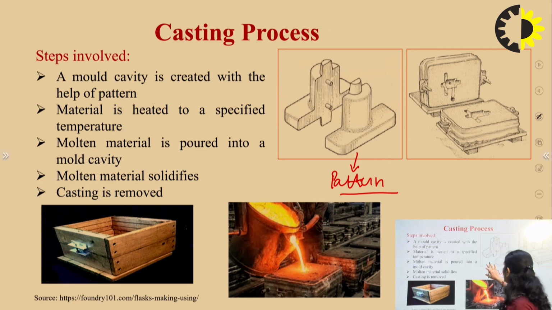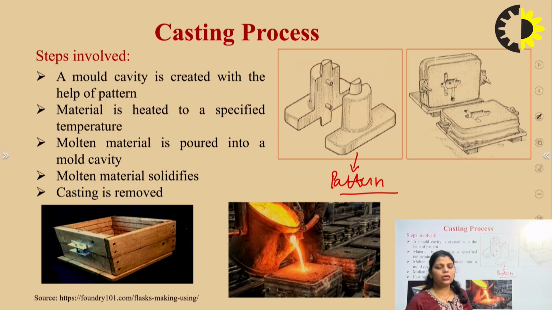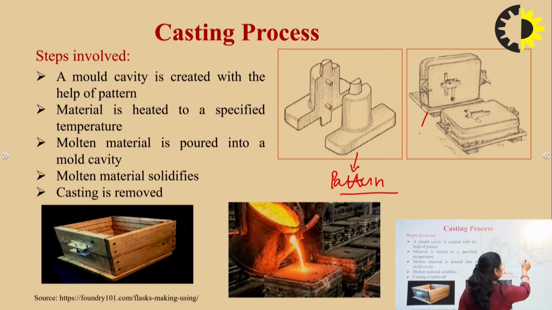Okay, and with the help of this pattern, we can see here that the pattern is divided into two parts. So, with the help of these two parts, we will create the cavities. These cavities are known as mold cavities because these are produced in the molds. And here you can see these are two boxes, the cope and drag, in which these cavities are produced. So, with the help of the pattern, first we will create the mold cavities.